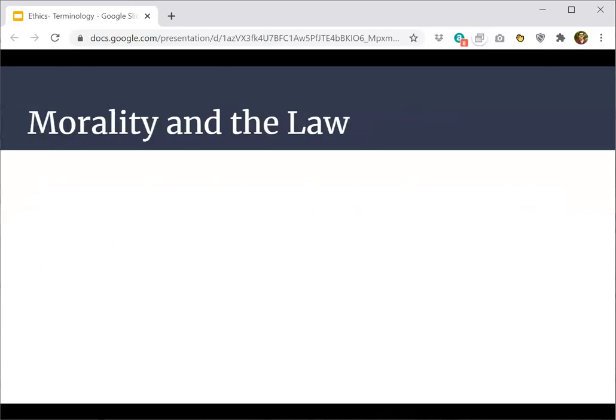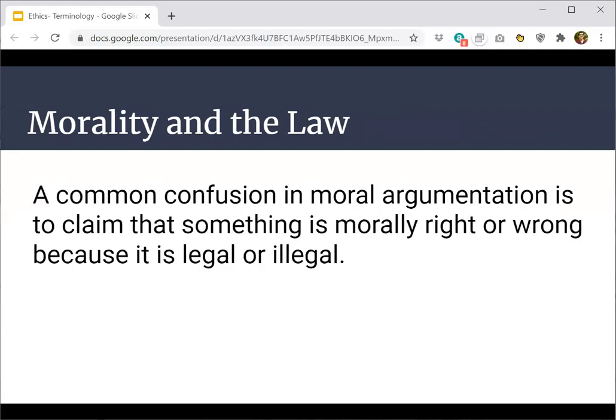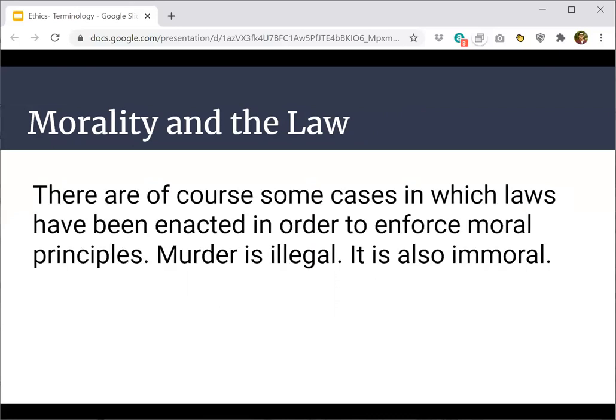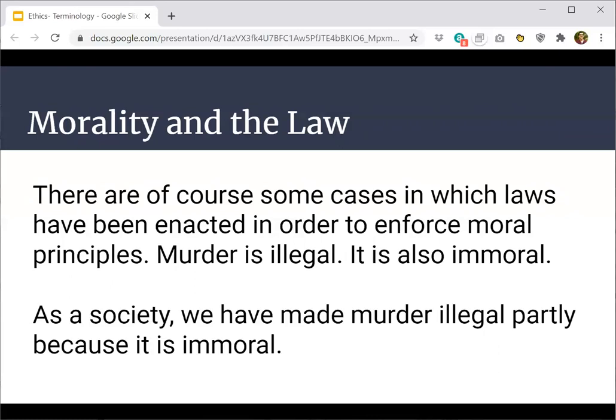All right. Next thing to get clear on is morality and the law. There's a common confusion in moral argumentation, which is to claim that something is morally right or wrong simply because it is legal or illegal. This is a mistake. There are, of course, some cases in which laws have been enacted in order to enforce moral principles. For example, murder is illegal. It is also immoral. As a society, we have made murder illegal, partly because it is immoral.